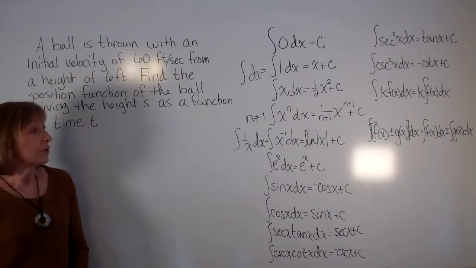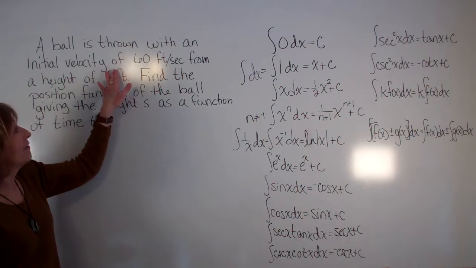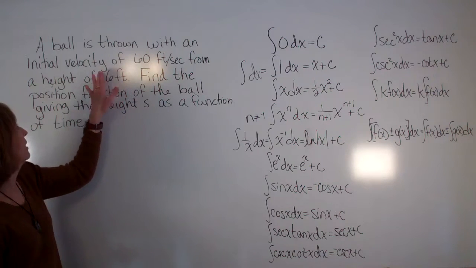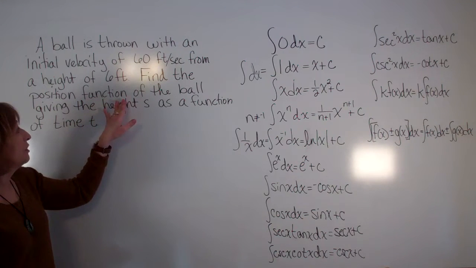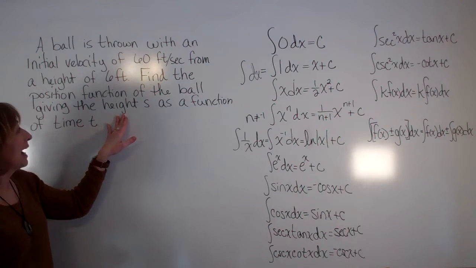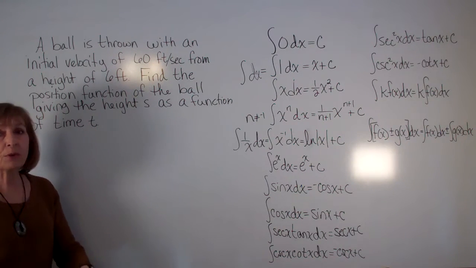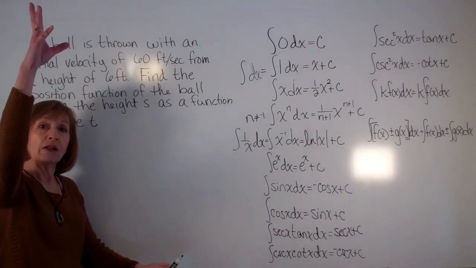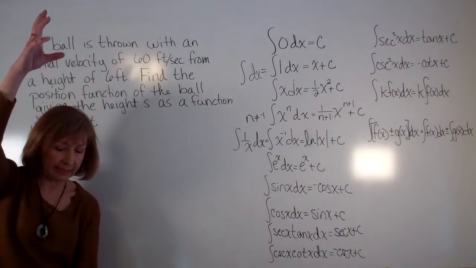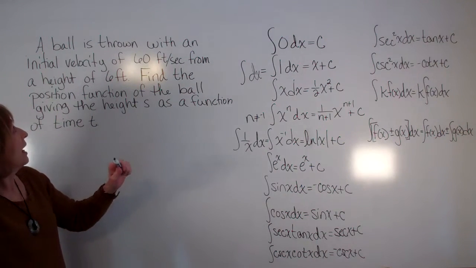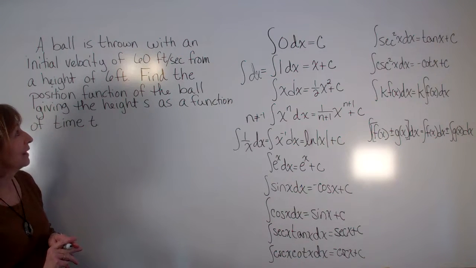So here our question is, a ball is thrown with an initial velocity of 60 feet per second from a height of 6 feet. Find the position function of the ball, giving the height s as a function of time t. So when you think about throwing the ball and the path of the ball, the release of it was 6 feet above the ground, and your velocity is 60 feet per second.